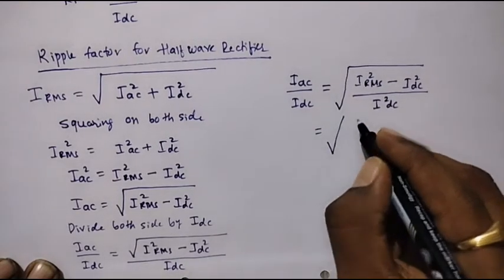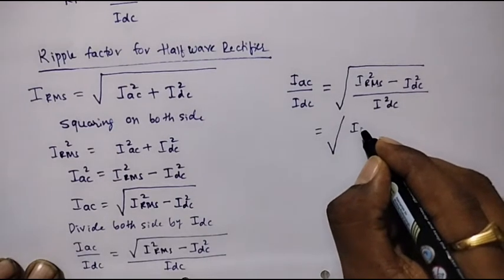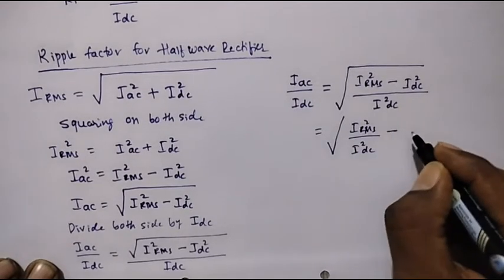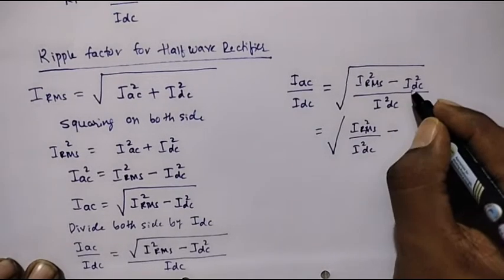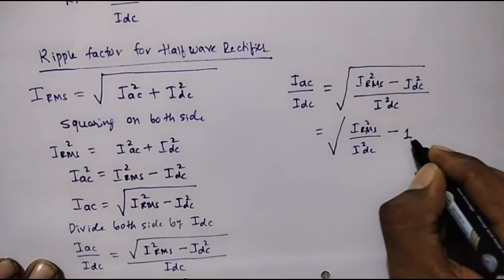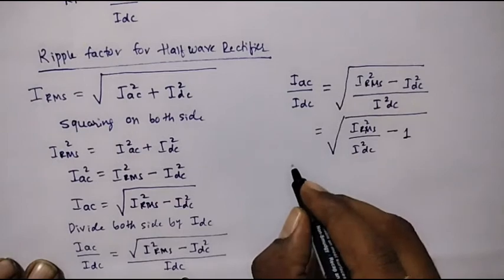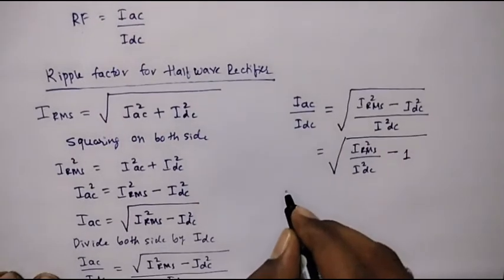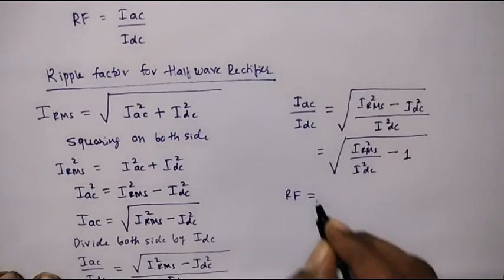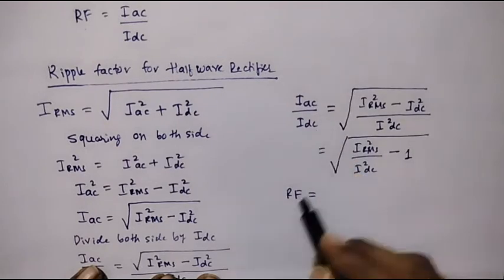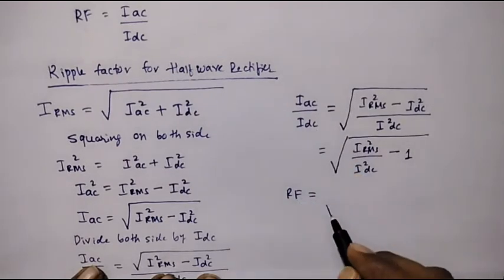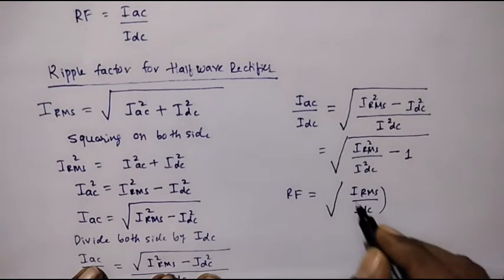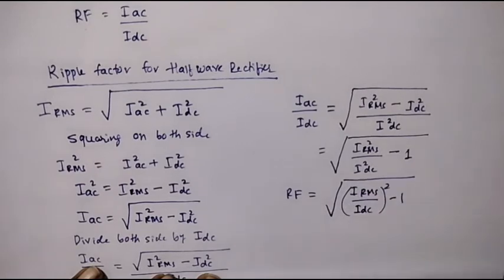Simplifying further, IRMS square divided by I square DC minus I square DC divided by I square DC, which is nothing but 1. Now IAC by IDC is nothing but ripple factor. Therefore, ripple factor is equal to under root of IRMS by IDC whole square minus 1.